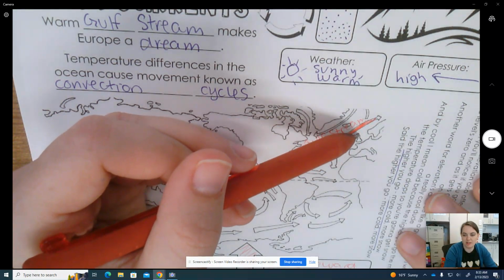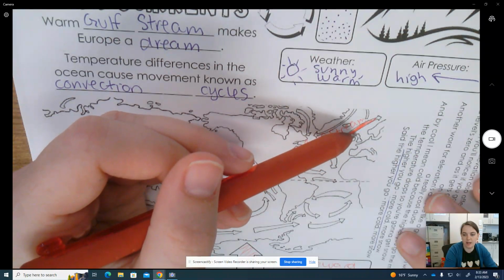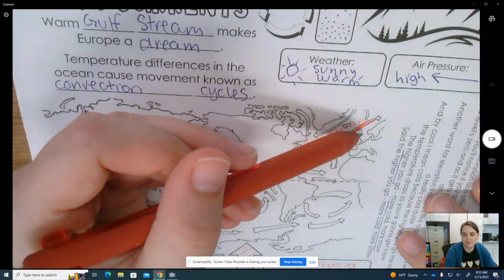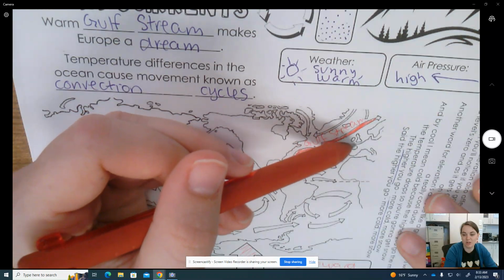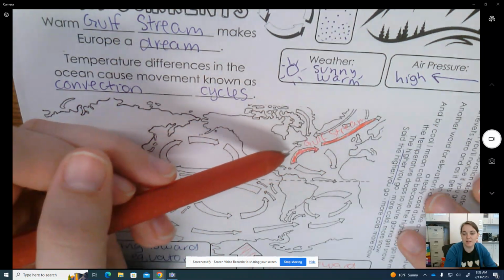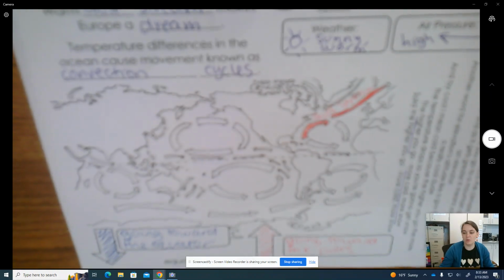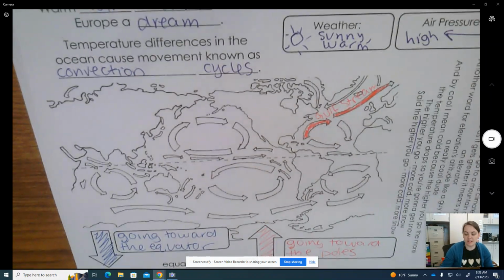This is Europe right here. This is England and Ireland and Scotland right here. And all this warm water comes up here. And so it's actually warm in Europe in this area because of this water coming from there. So go ahead and finish coloring your arrows and then go to part 2 to fill out the back side of this paper.